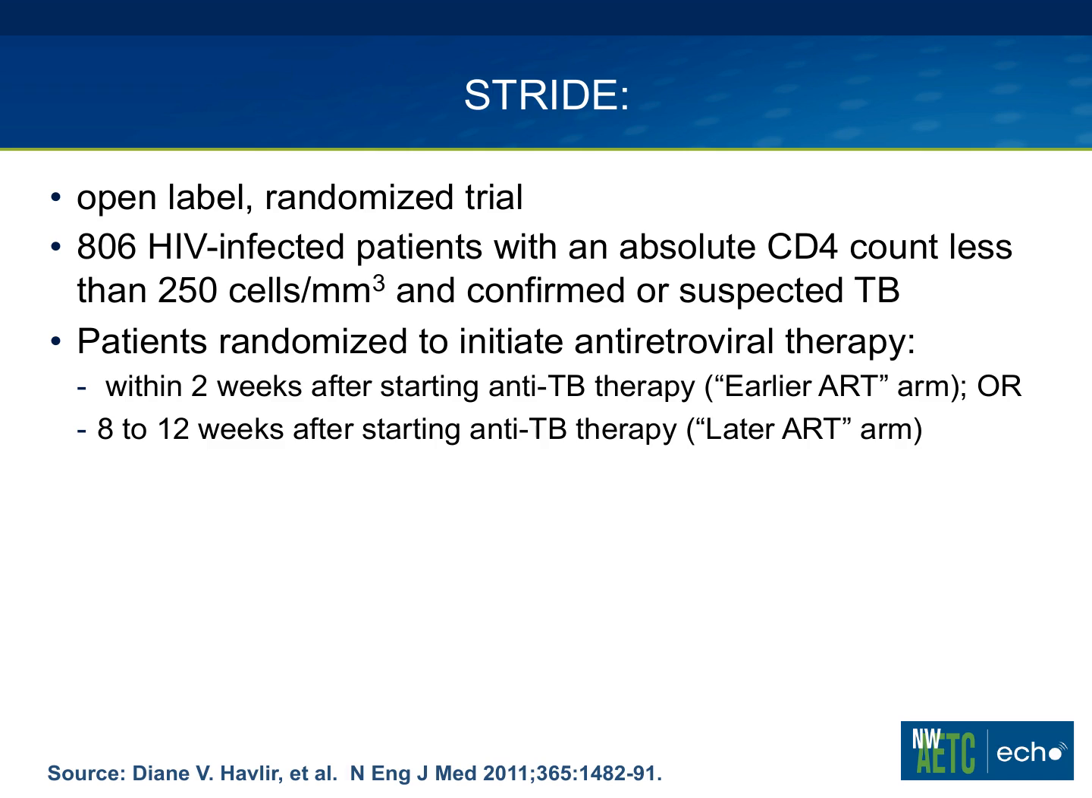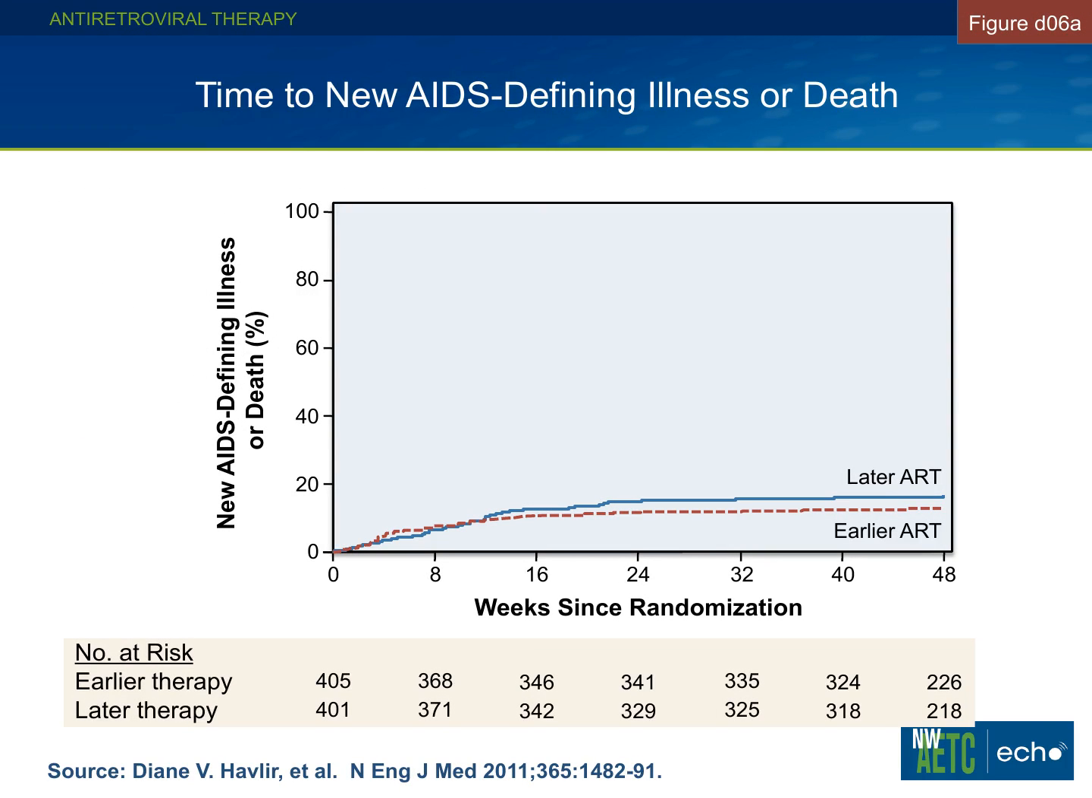Patients were randomized to either start antiretroviral therapy within 2 weeks of starting their tuberculosis therapy or 8 to 12 weeks after starting anti-TB therapy. So again, a very similar study design as we saw with the Camellia and at least the integrated therapy arms of the Sabbat study. In the overall analysis of this study, no significant difference in mortality was seen between those who started antiretroviral therapy earlier compared with those who started later.